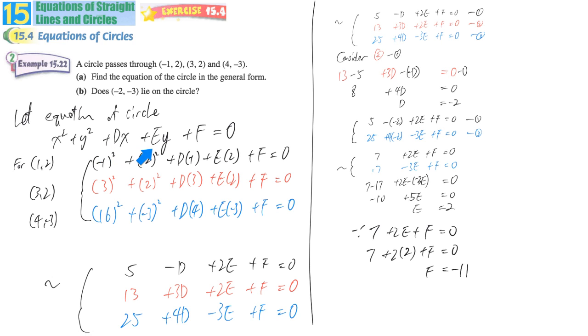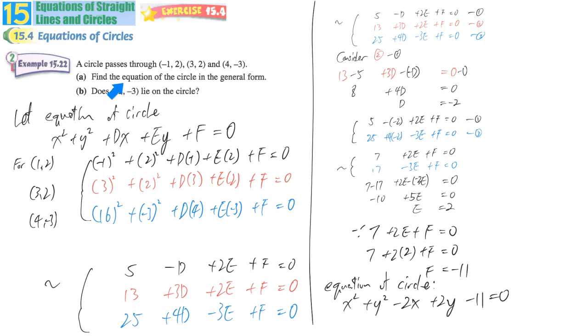Therefore, we have all the coefficients in this general form of the equation of a circle. The equation of the circle is x squared plus y squared, and then d is negative 2x plus 2y, and then minus 11 equal to 0. That's the general form.